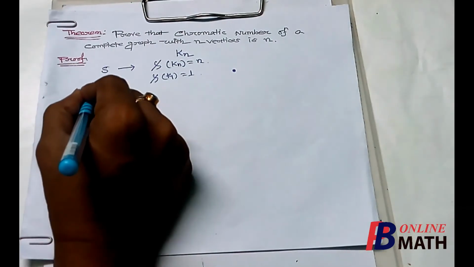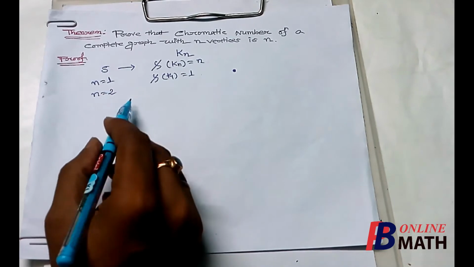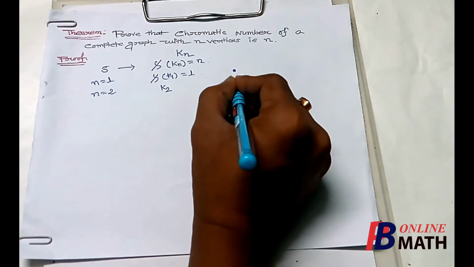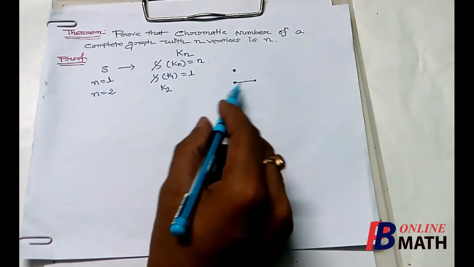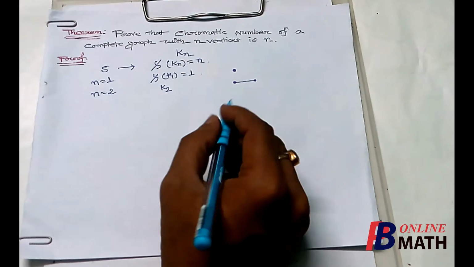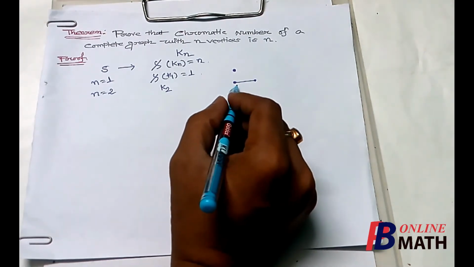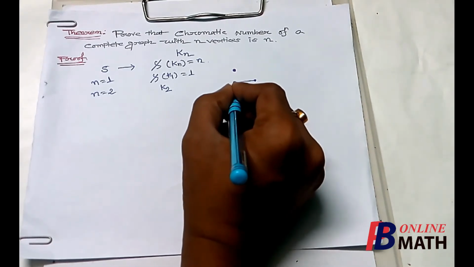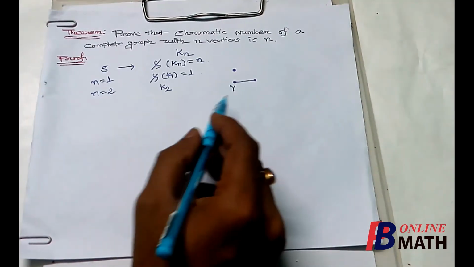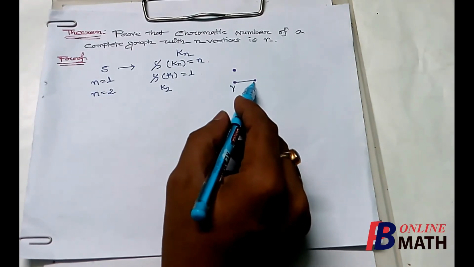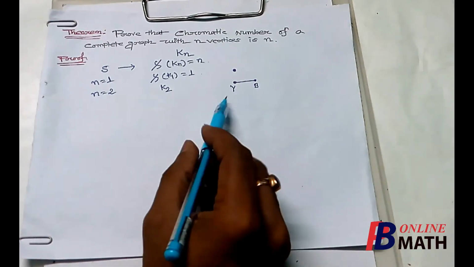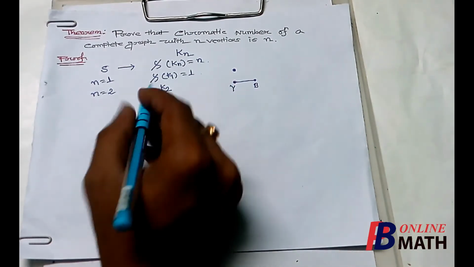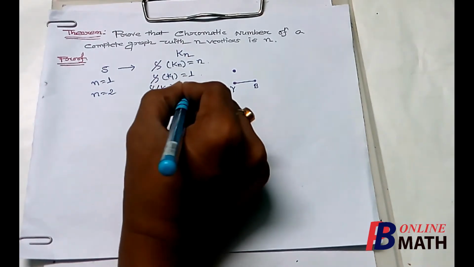Now if we consider n equals 2, then we shall consider the graph K2, the graph which has two vertices and a joining edge. Here we find that we can color this graph with two colors. We can assign a color to this vertex, suppose yellow, then we have to assign a different color to the other vertex, suppose blue. So we can color this graph with only two colors. So the chromatic number of K2 is 2.